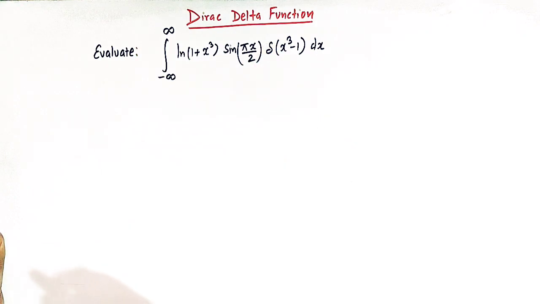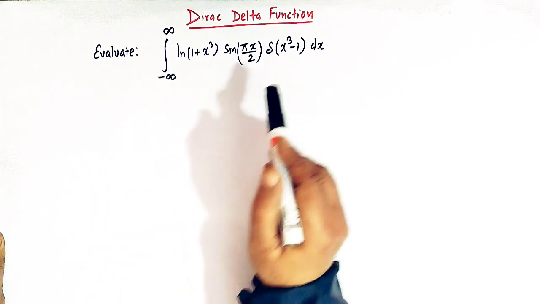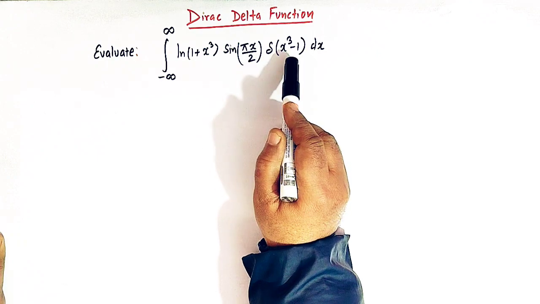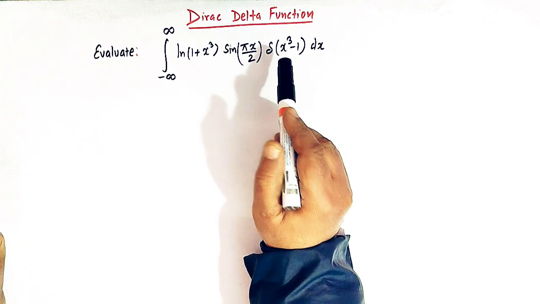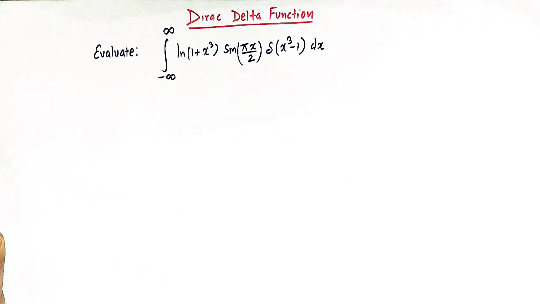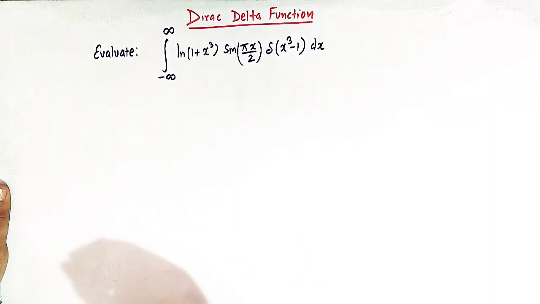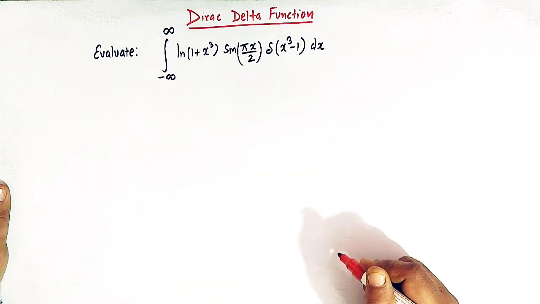We'll see how we can evaluate these kinds of integrals involving the Dirac delta function, in which we have a function in the argument of the delta function. So let us start. To evaluate these types of integrals, we use an important property of the Dirac delta function.